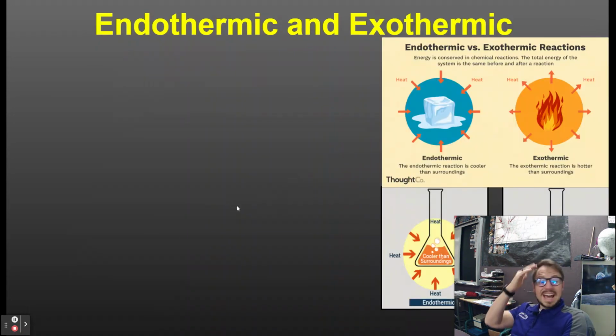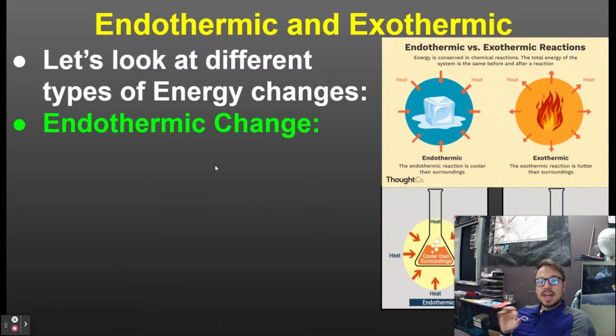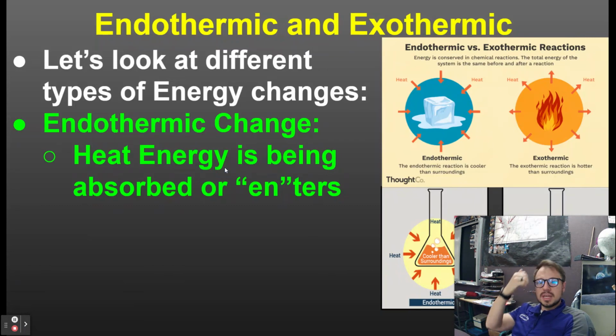Now, we said adding heat energy or taking heat energy away. There are certain words for that. It's called endothermic and exothermic. So in an endothermic change, heat energy is being absorbed or entered. So if I put an ice cube out, it's going to melt, and that's because the heat from the surrounding area is moving in towards the ice cube, right? And it's entering. It's an endothermic change.